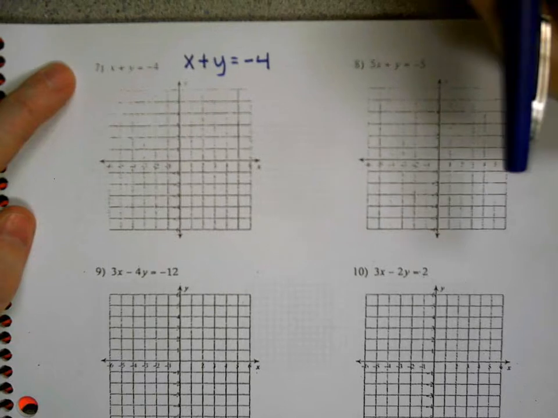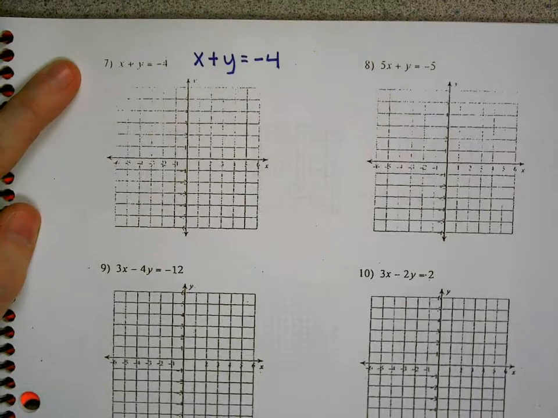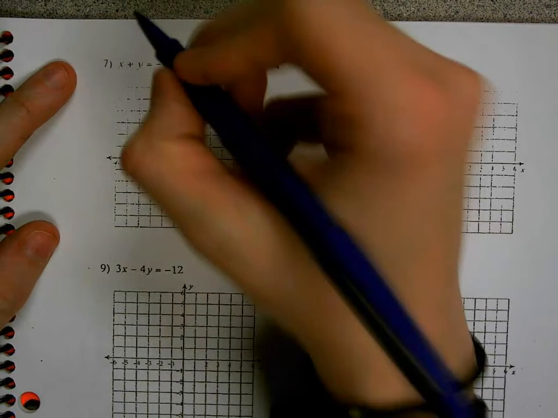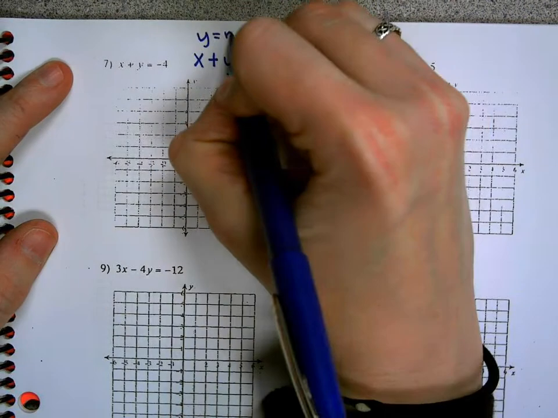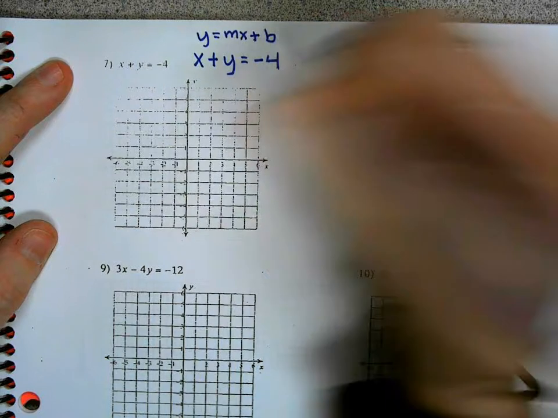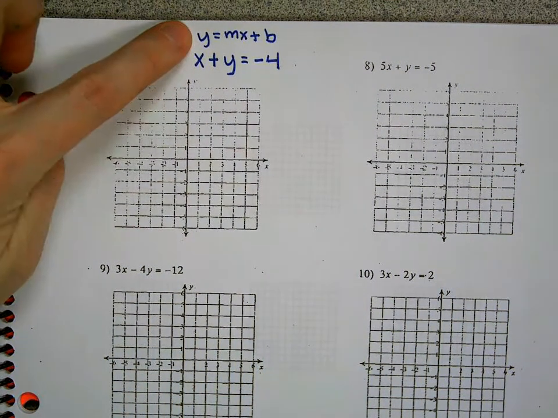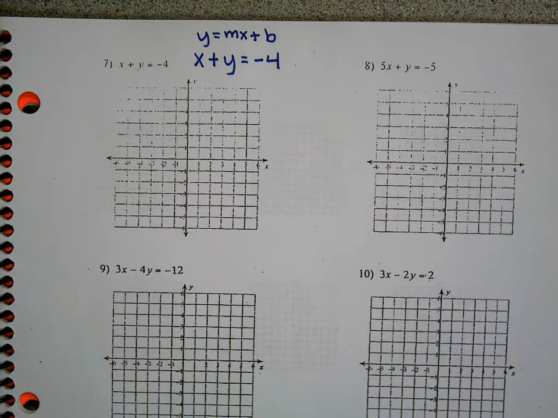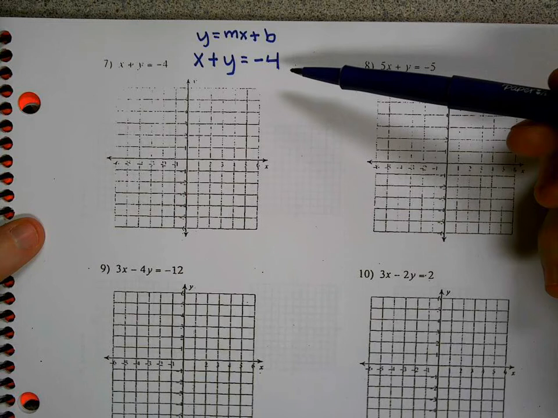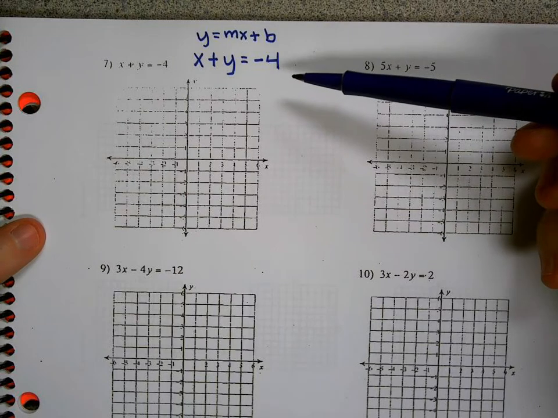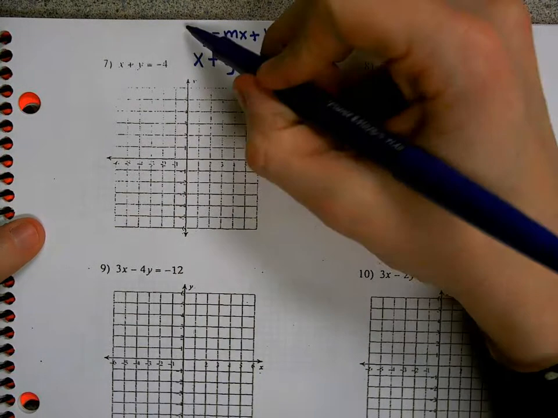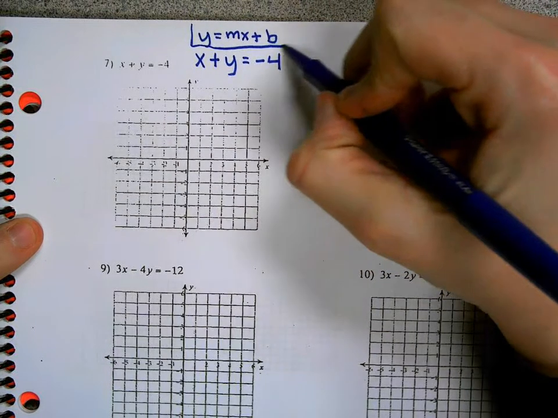Now, usually we have our graphs in the form y equals mx plus b, where the y is all by itself on one side, and then we have the slope next to the x and the y-intercept out to the side. The problems that you see today are not going to be in the form y equals mx plus b, but you have to get them to that form.